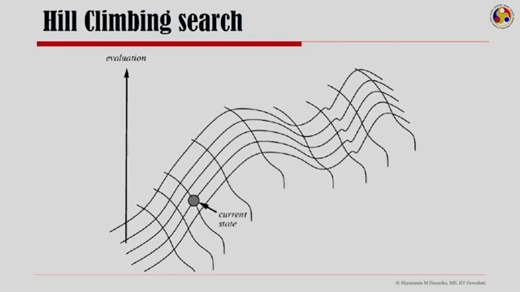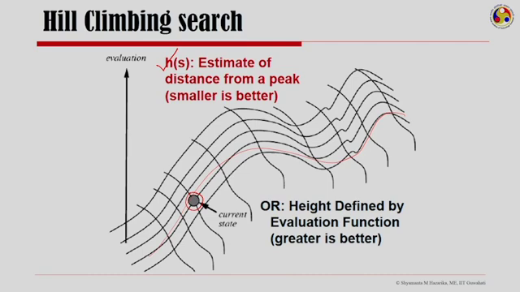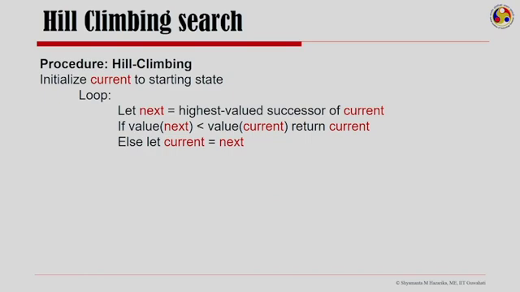The idea is similar to climbing a hill. The surface looks like a hill with lots of ups and downs, and let us say we are here in our search. We can use two different types of heuristic functions. We may estimate the distance from a peak to arrive at the peak, where smaller is better, or we may use the height defined by the evaluation function. And as you can guess, in a hill climbing search, if I am talking of height, greater is better.